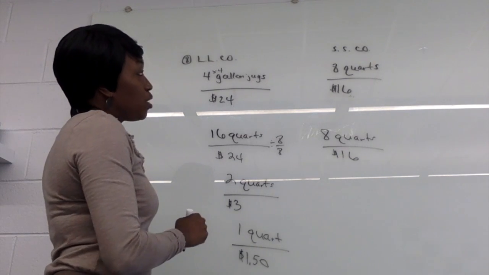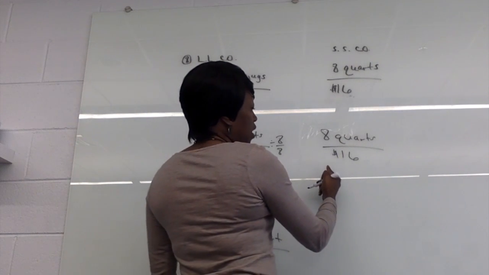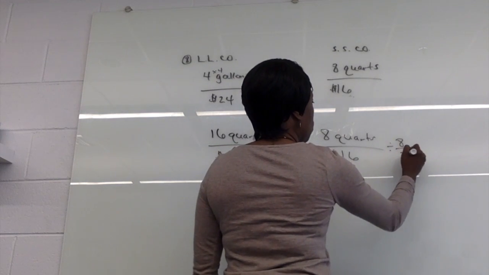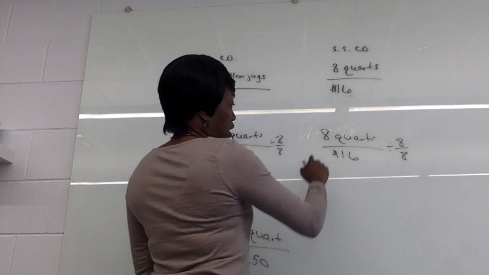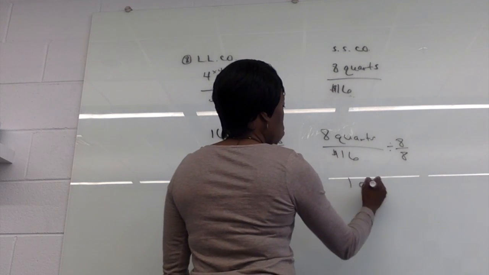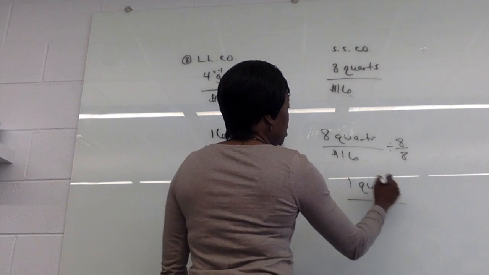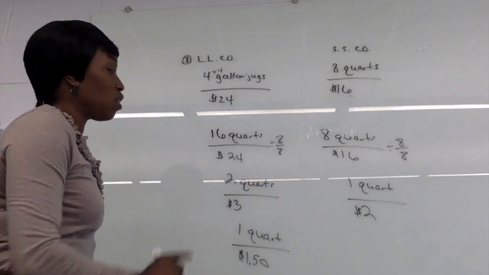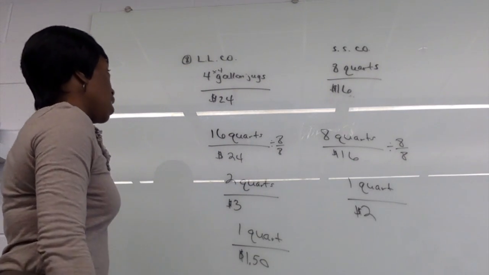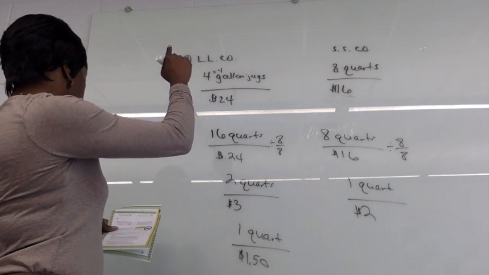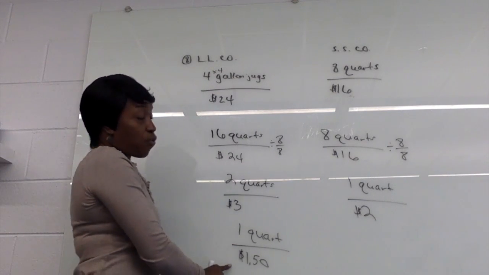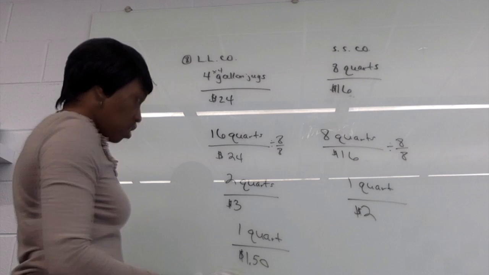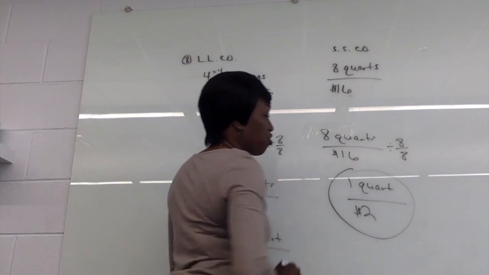Now we're going to come over here to the Sweet and Sour Company and do the same thing. Again, the greatest common factor will be 8, so I can divide 8 in my numerator and 8 in my denominator. 8 divided by 8 is 1, so I get 1 quart here. 16 divided by 8 gives me $2. So the Sweet and Sour Company is selling 1 quart for $2, and the Loving Lemon Company is selling 1 quart for $1.50. So the question is asking which company has a higher unit price. It's going to be the Sweet and Sour Company because they're selling theirs for $2.